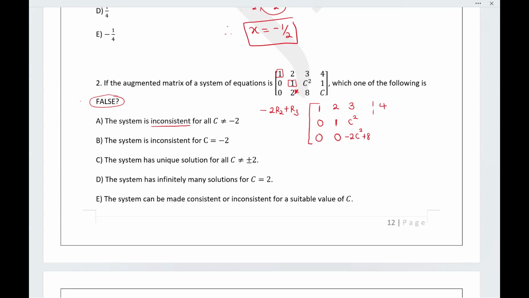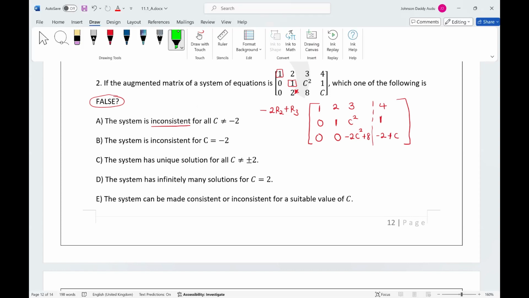Then this side, which is the last term, this is still 1. It's going to be minus 2 plus C. So you have something like this. This is what we have. So now let's see inconsistency. When are we going to have inconsistency?